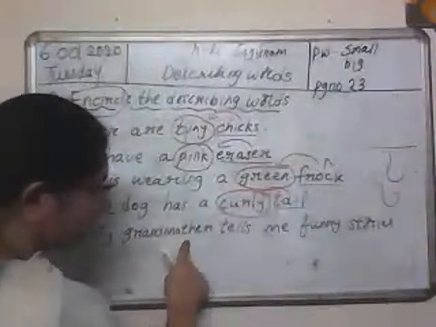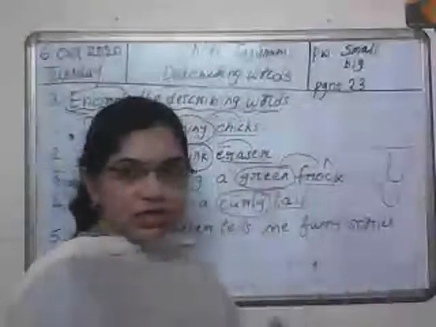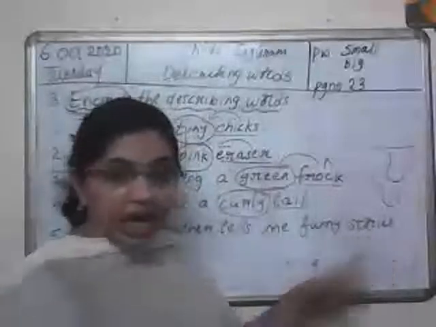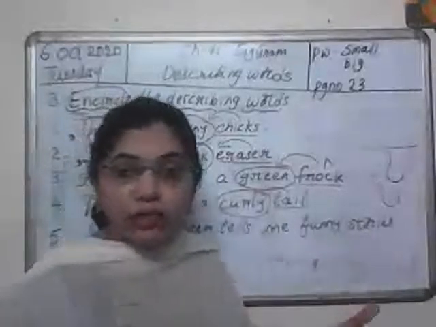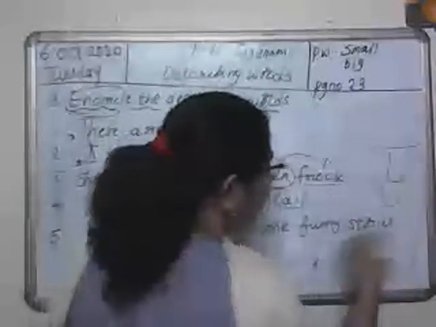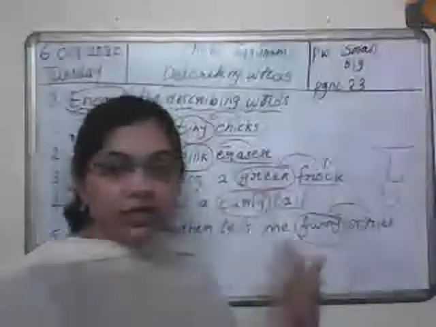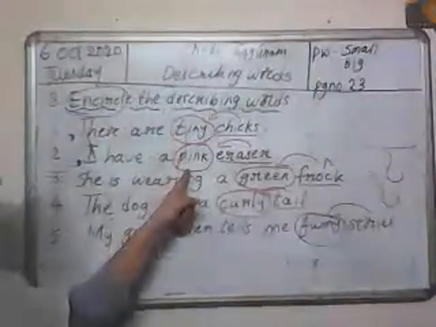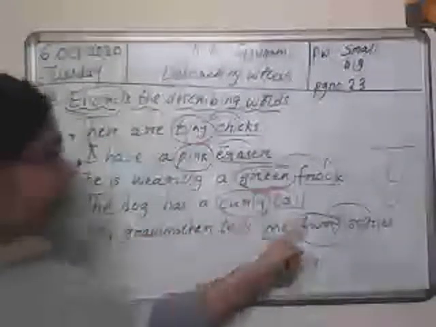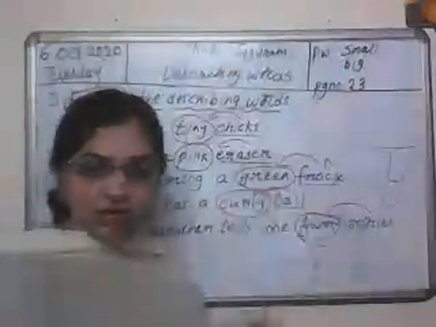My grandmother tells me funny stories. Funny stories. Here the stories have been described as what kind of stories are they? Funny stories. A story is a naming word. How is the story? It is a funny story. So funny is a describing word. So all these are describing words: tiny, pink, green, curly, funny.